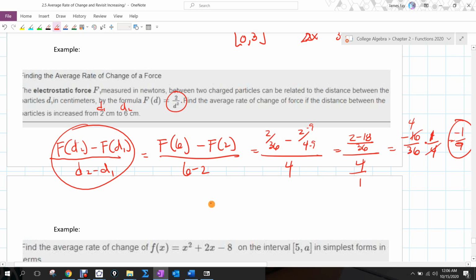Okay, so negative 1/9. And that should make sense if we understand what electrostatic force means. That electrostatic force should decrease as my particles, the charge is stronger when my particles are closer, and when they get further apart, it gets weaker. So that's what this negative is showing me.